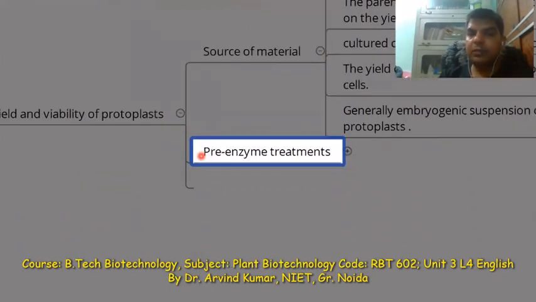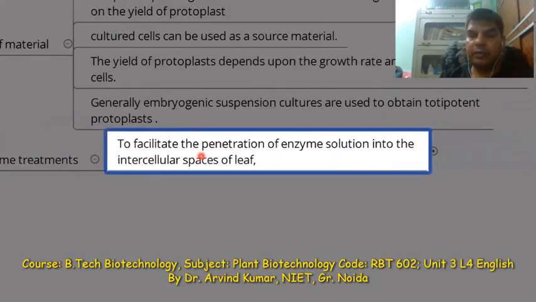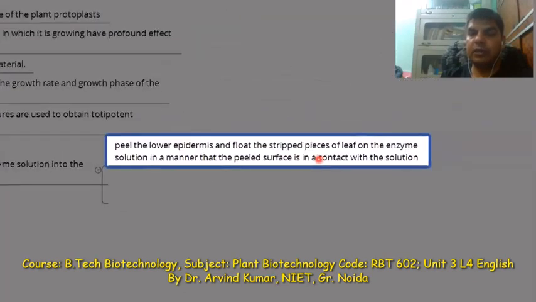Second is the pre-enzymatic treatment. As mentioned in the enzyme treatment method, the pre-enzyme method also has effects on protoplast yield. It facilitates the penetration of the enzyme solution into the intercellular spaces of the leaf. In this method, we treat the material in such a way that enzymes can easily penetrate into the spaces between the cells. So peel the lower epidermis and place the peeled strips of the leaf on the enzyme solution in a manner that the peeled surface is in contact with the solution. This is the way we pre-treat the material before applying the enzymes.